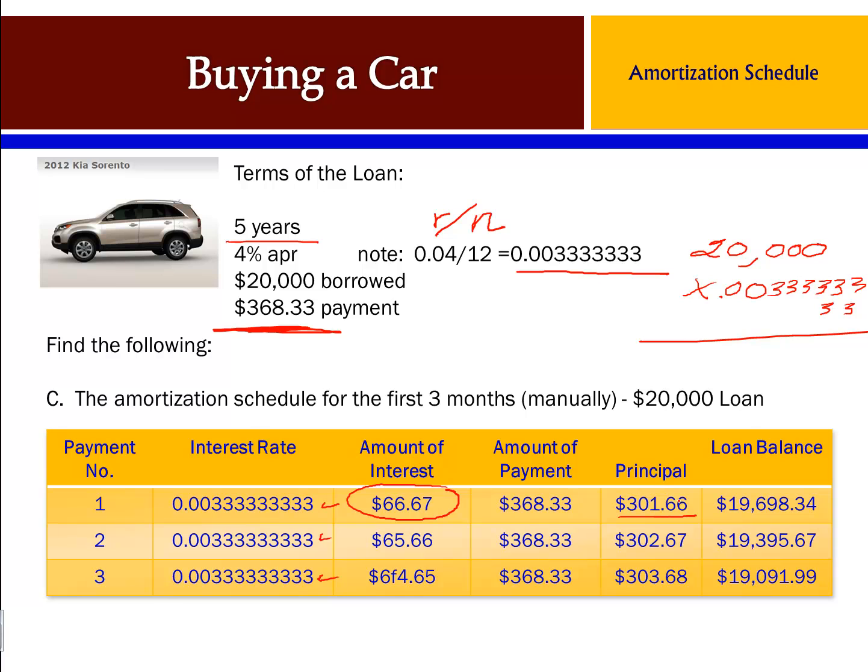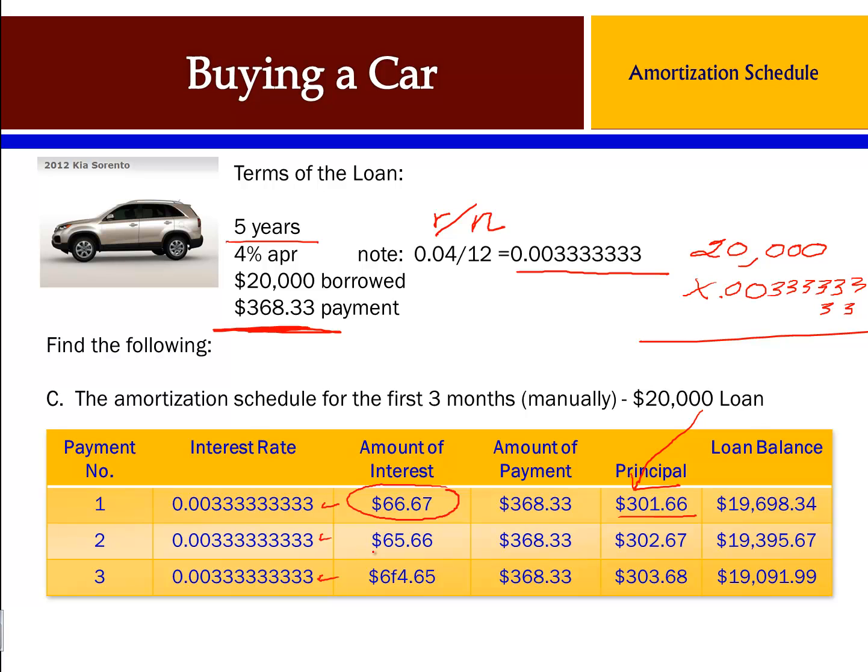And so our loan balance is only reduced by the principal, not by the interest, because only the principal amount gets applied to the loan. The interest is strictly a charge for borrowing the money. That brings us to $19,698.34 if you reduce the $20,000 minus this principal.